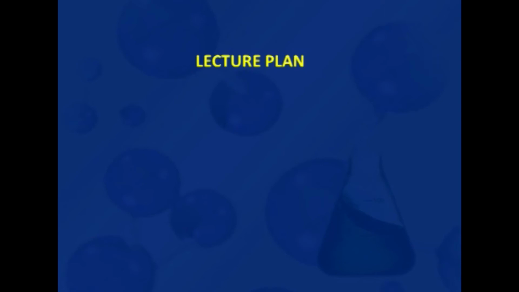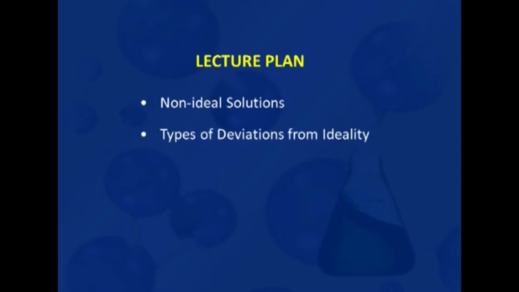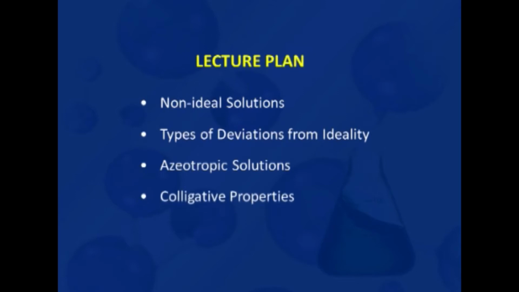In today's lecture, we are going to discuss non-ideal solutions, types of deviations from ideality, azeotropic solutions, colligative properties, relative lowering in vapor pressure and Raoult's law. Study of colligative properties is very important because by measuring any of the colligative properties, we can calculate the molecular mass of the solute from which the solution has been made.